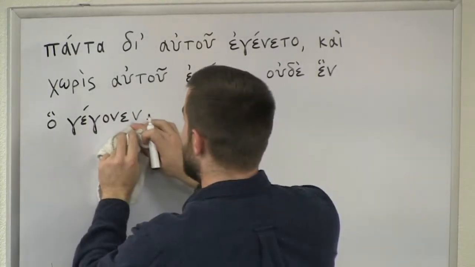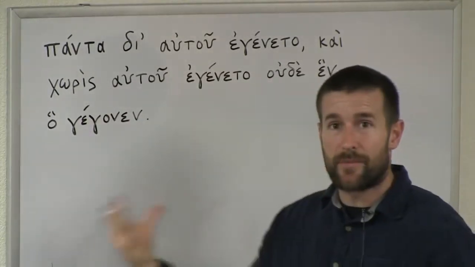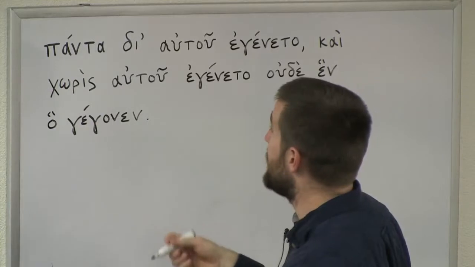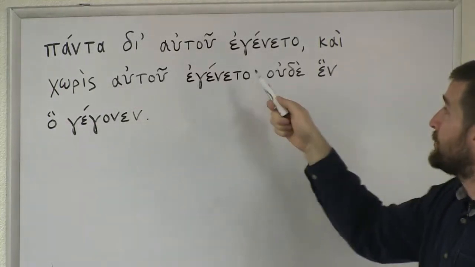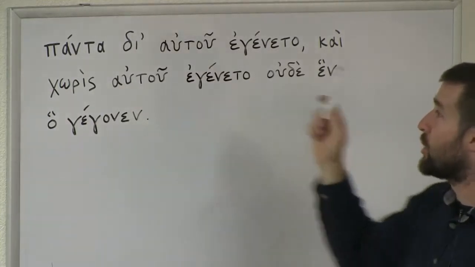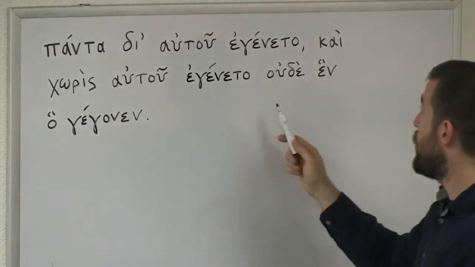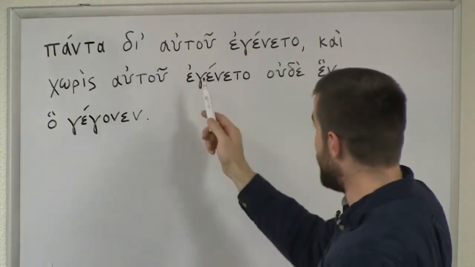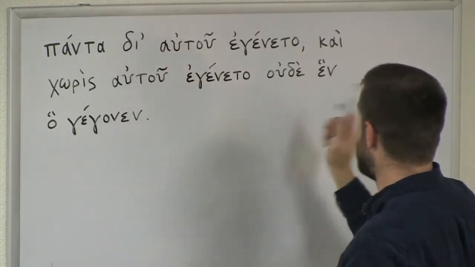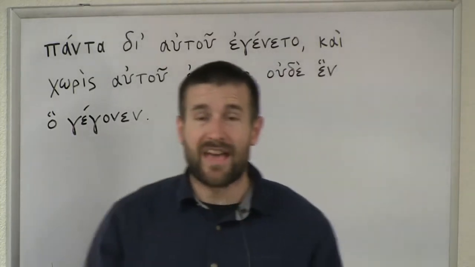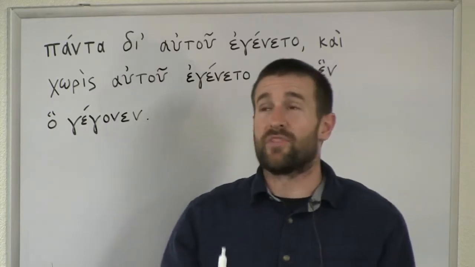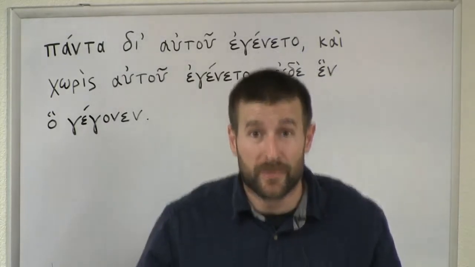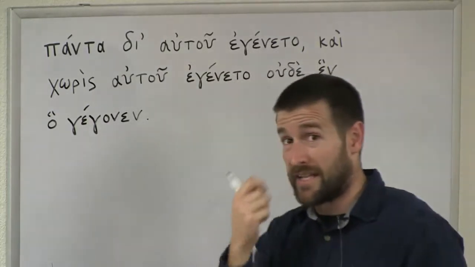So that should answer all your questions about John chapter 1 verse 3. I'll read it for you one more time. Panta di' autou egeneto, kai choris autou egeneto oude hen ho gegonen. Without him was made not even one that was made, or, I'm sorry, without him was not anything made that was made, is how it comes across in English.